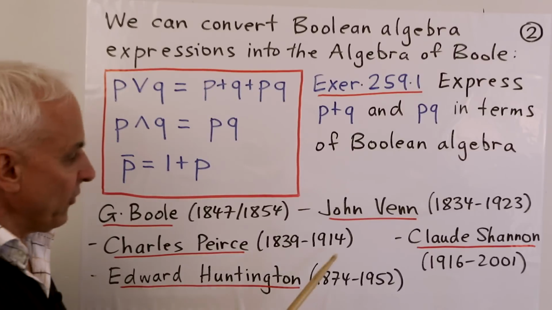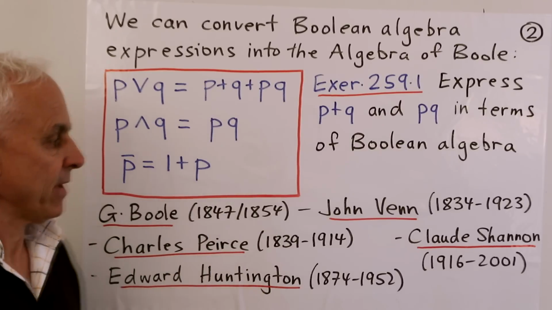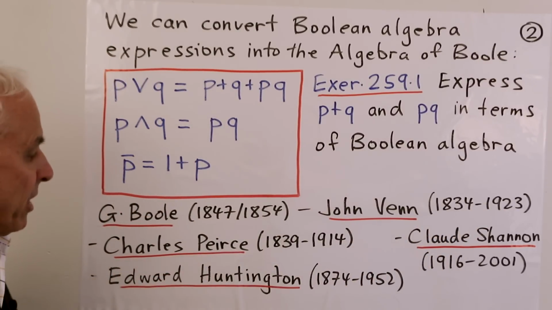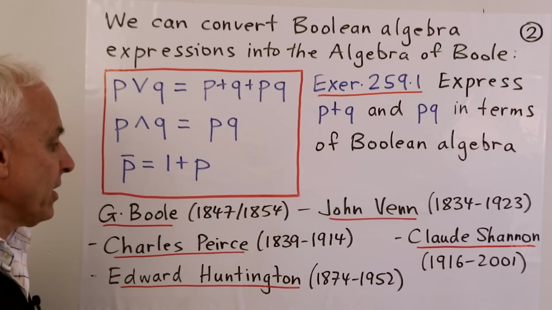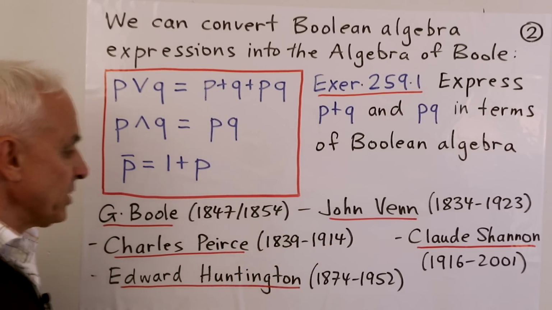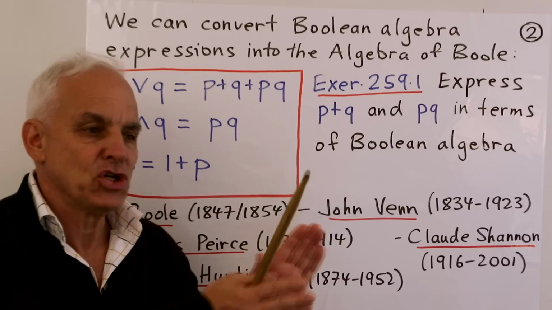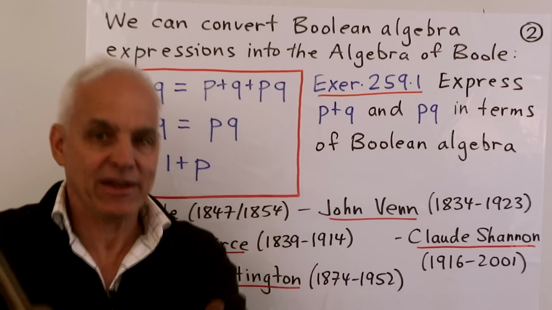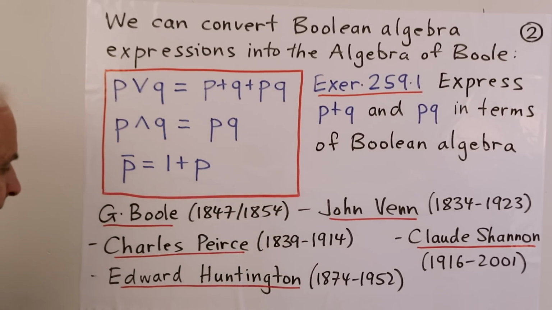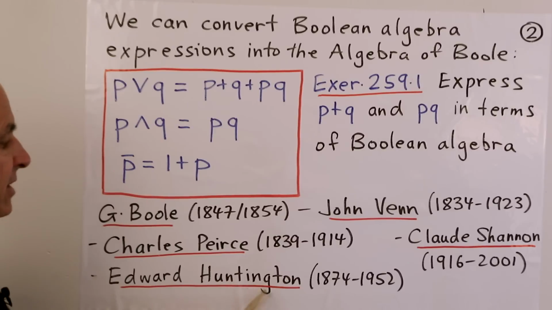So two important figures there were John Venn, who was working in set theory, and he lived from 1834 to 1923. And Charles Sanders Peirce, American mathematician, philosopher, kind of all-around thinker, from 1839 to 1914. So these two men were probably prominent in shifting the direction of this algebraization of logic towards Boolean algebra. The Boolean algebra was then sort of put on a firm abstract footing by Edward Huntington, who lived from 1874 to 1952.